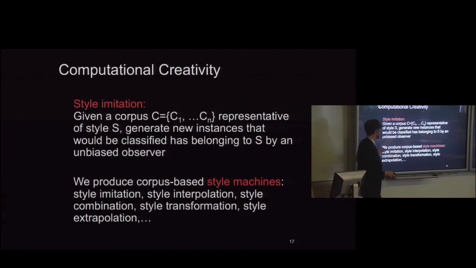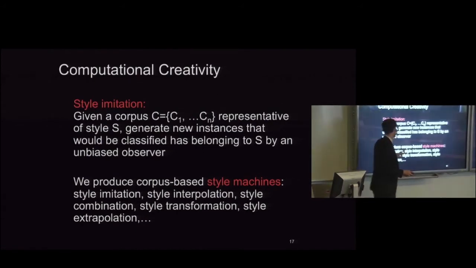And so often, that's what we do in the lab. We produce corpus-based style machines, and we do style imitation, which is really trying to generate new instances that would be classified as belonging to that style. But we also start doing style interpolation.